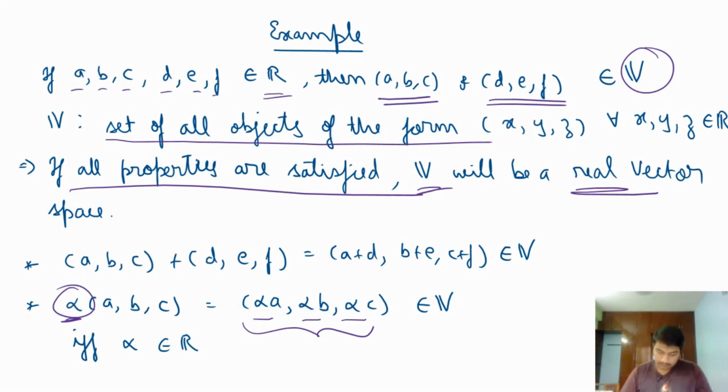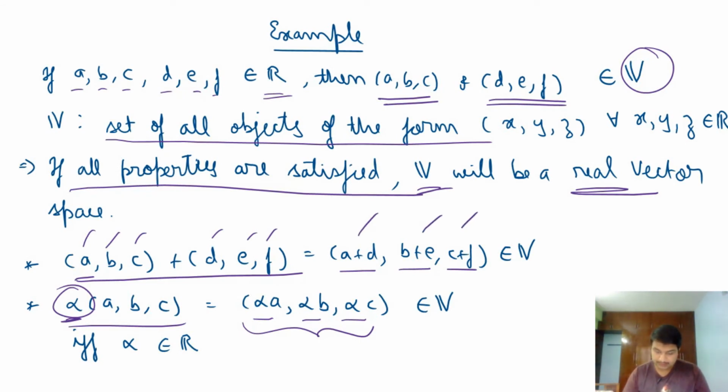Okay, so let us verify these properties. That is, first of all we have to verify that they are closed under vector addition and scalar multiplication. So under vector addition, we see that (A, B, C) plus (D, E, F) will give (A plus D, B plus E, C plus F), and since all of these are real numbers, these will also be real, and therefore this entire thing will be an element of the initial set V, and therefore it is closed under addition.